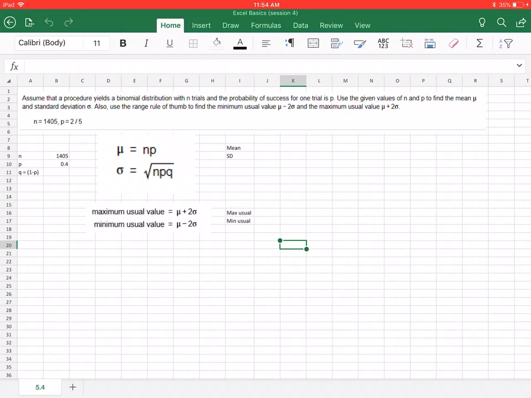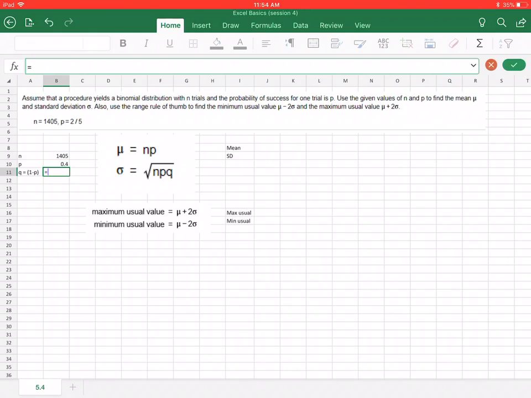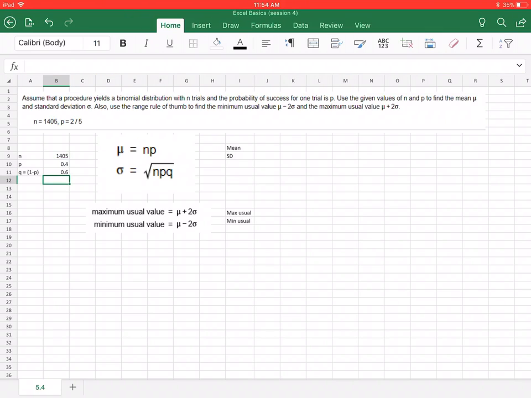So the first thing I did was I took the n and pasted it down so it was in its own separate cell so that I can just click the cell later. And I did the same thing with p. So we need to find q because in our standard deviation formula we have the square root of n times p times q. So q is just 1 minus p, so we can just do 1 minus p and hit enter. So basically it's the complement of p, which is 0.6.